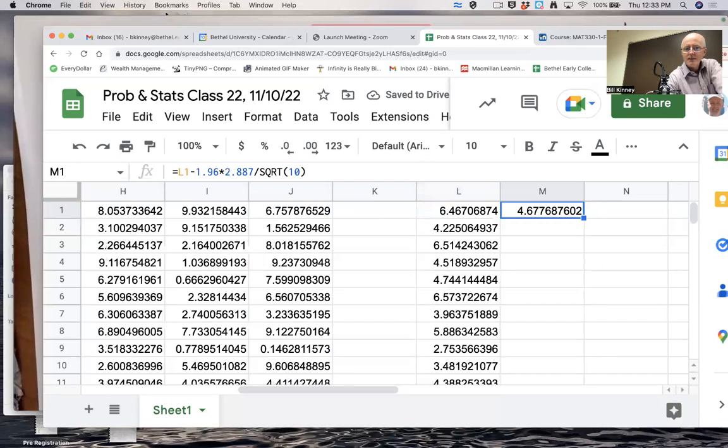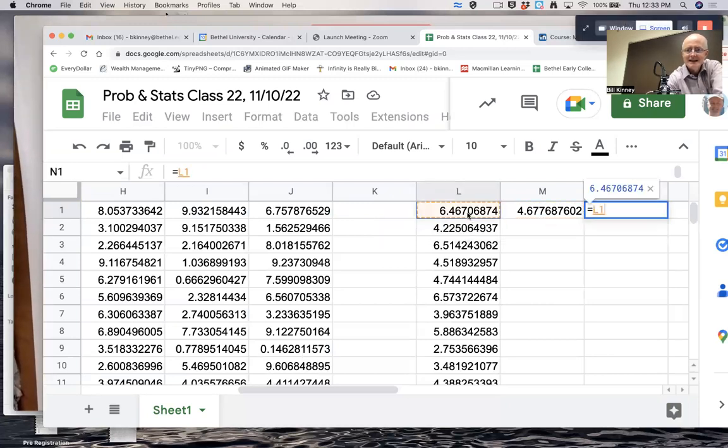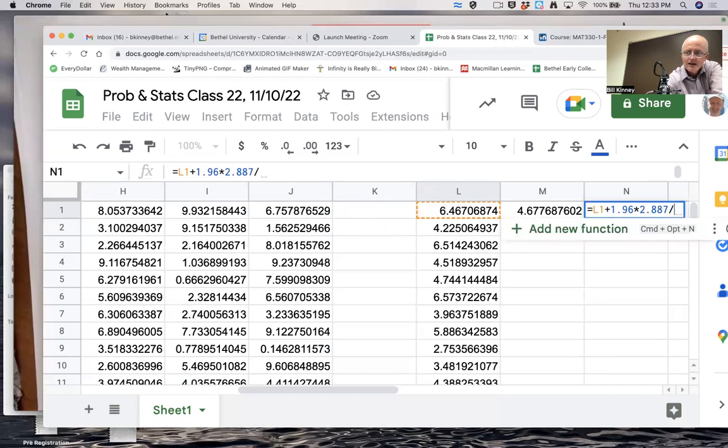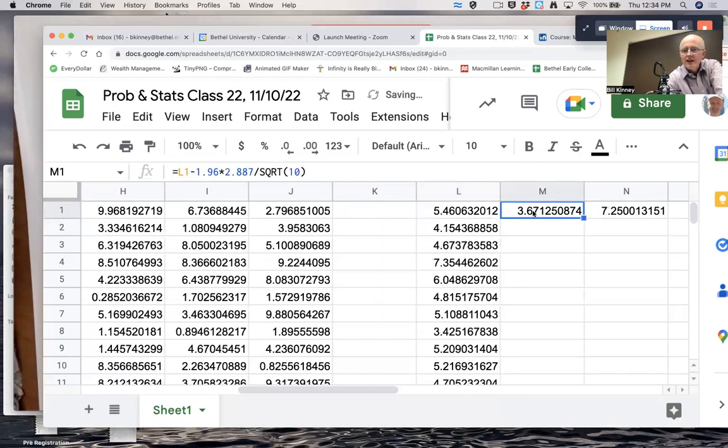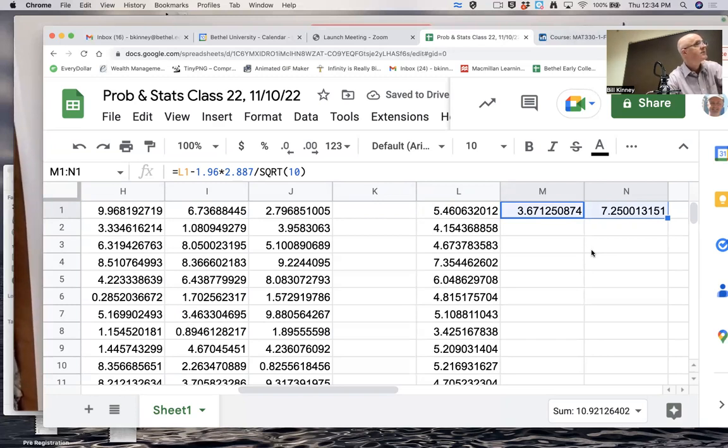The right endpoint will be something similar, except with the plus sign, right? Sigma again is about 2.887. Divide by square root of 10. Okay, this particular interval, 3.67 to 7.25, is capturing the true mean 5. It is centered at 5.46.